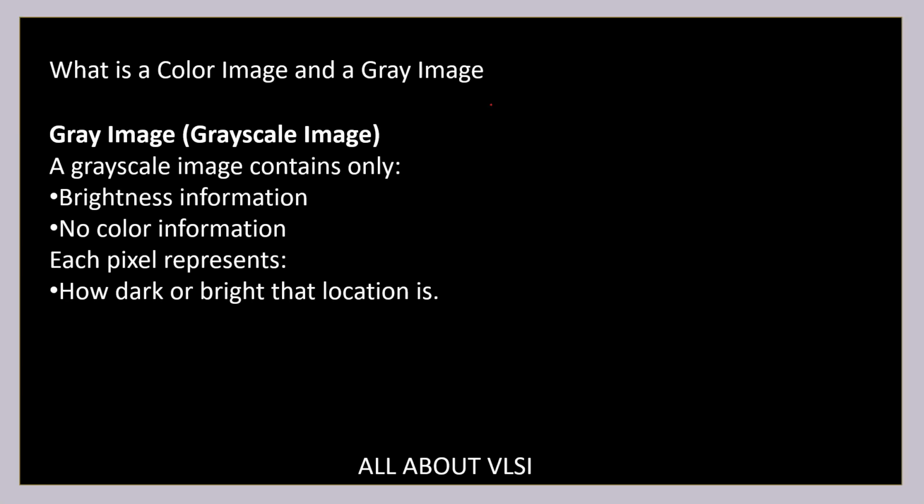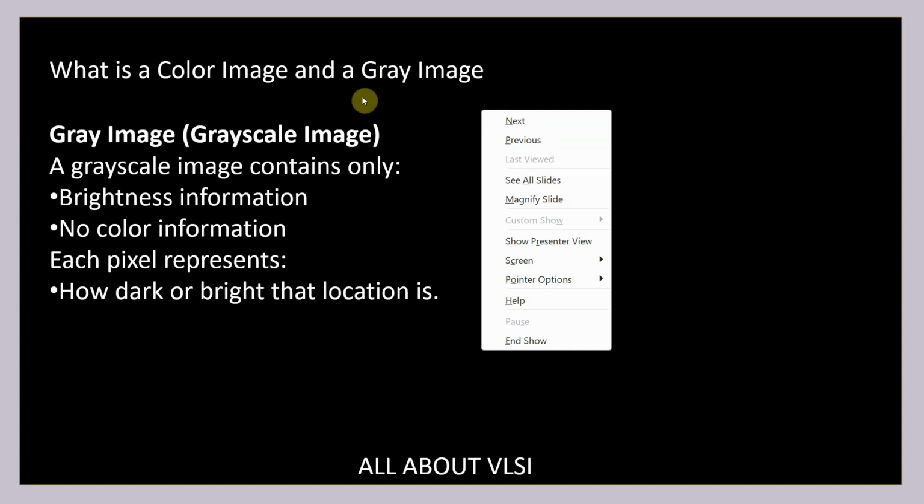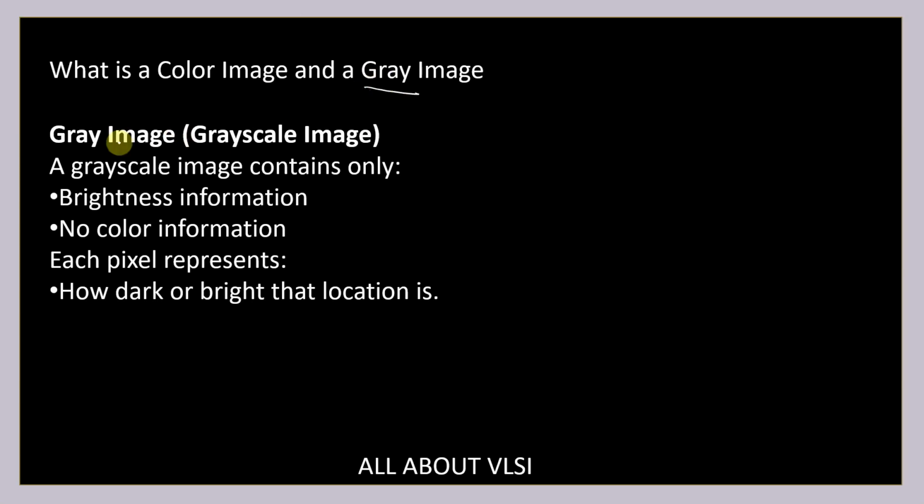First of all, we need to understand what we mean by a color image and what we mean by a gray image, right? Basically, a gray image or grayscale image is only going to have one component: brightness information. It is not going to have any color information, right? Each pixel represents how dark or bright that particular location is.